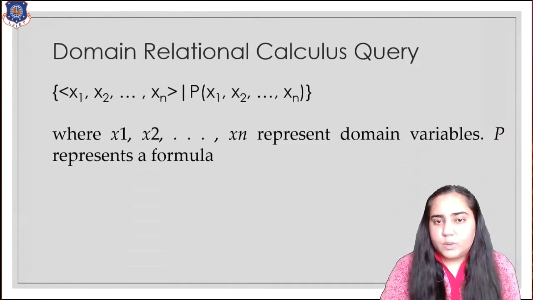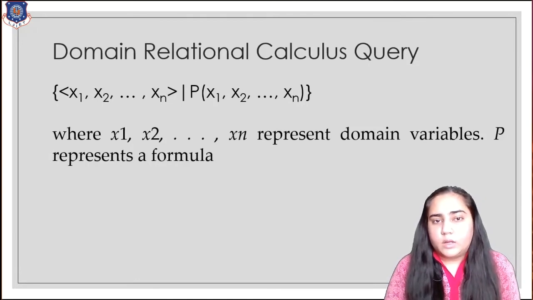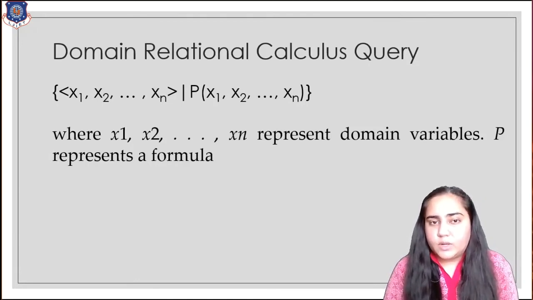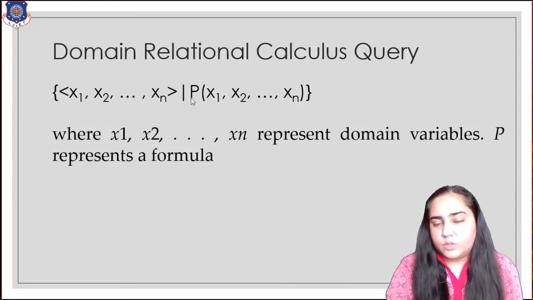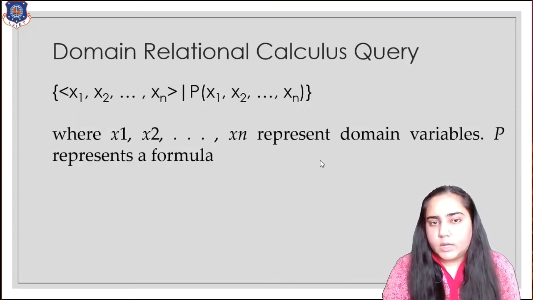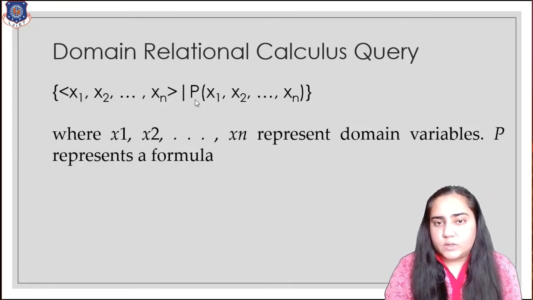Now, this is what a query looks like in domain relational calculus. We have a set x1, x2, and so on, which represent domain variables. So your column names will go there. And then we have a pipe here, and this is P, which represents a formula, just like it represented in tuple relational calculus. It's a predicate that represents a formula.